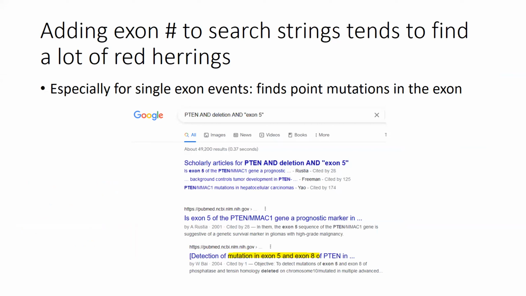Doing searches in Google and Scholar, I find that especially for single exon events, this is really hard because you get a lot of red herrings. It often identifies a paper that talks about, oh, there was a point mutation in exon 5, or maybe a deletion of a single nucleotide in exon 5, and it's kind of hard to narrow down. We've got 49,000 results over here. Like, no, thank you, to what is actually a deletion of an exon. It's really tricky.